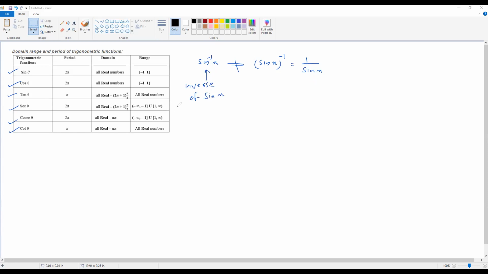And now my question is whether the trigonometric functions are 1-1 and onto. That's my question. Are trigonometric functions 1-1 and onto?